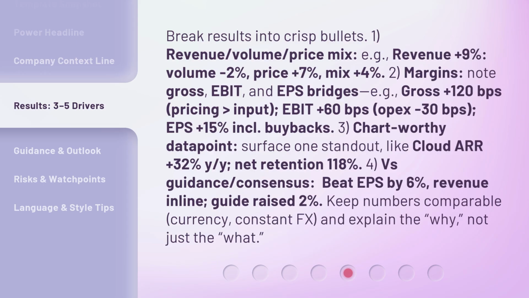3. Chart-worthy data point. Surface 1 standout, like cloud ARR +32% YY. Net retention 118%. 4. Versus guidance/consensus. Beat EPS by 6%. Revenue in line. Guide raised 2%. Keep numbers comparable. Currency, constant FX, and explain the why, not just the what.